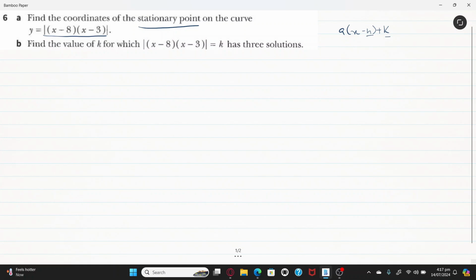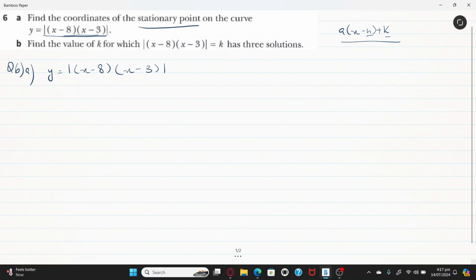Similarly, to find the coordinates, we have to simplify this quadratic equation first by multiplying these two brackets, x minus 8 and x minus 3. Then we have to put it into the form a(x minus h) squared plus k so that we can find our desired points. For that, it's really simple. We go to question number 6, part A, where they've told us to find the stationary point of y equals (x minus 8) multiplied by (x minus 3).